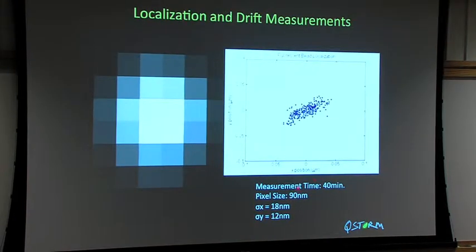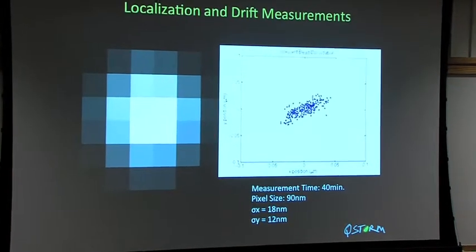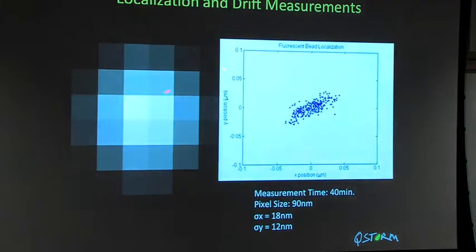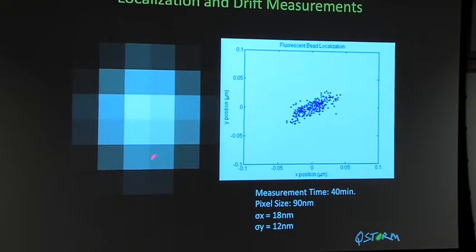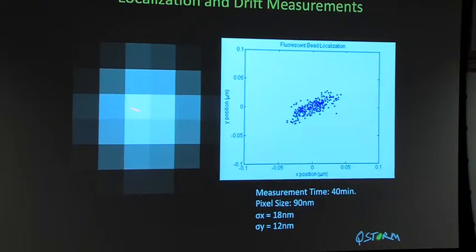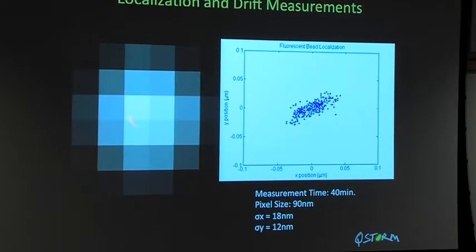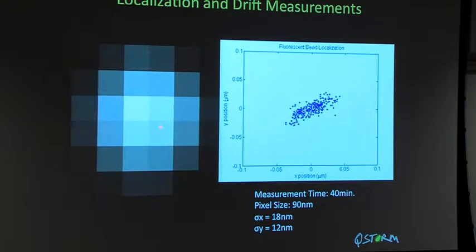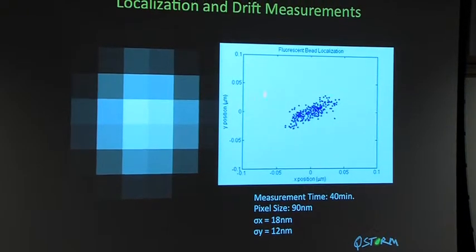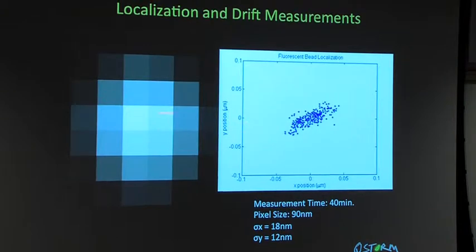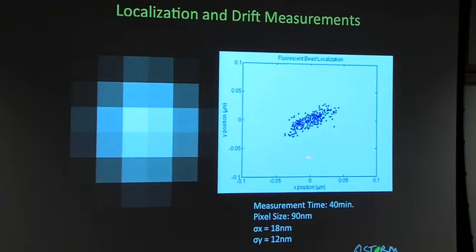So this is just to give you an idea of what kind of resolution you can get in STORM. This is the image of a fluorescent bead on the microscope, and each pixel here is about 90 nanometers. To see how stable our microscope was, we imaged this bead for about 40 minutes, and we localized the center of emission every minute or so over 40 minutes. And this is the curve we got.